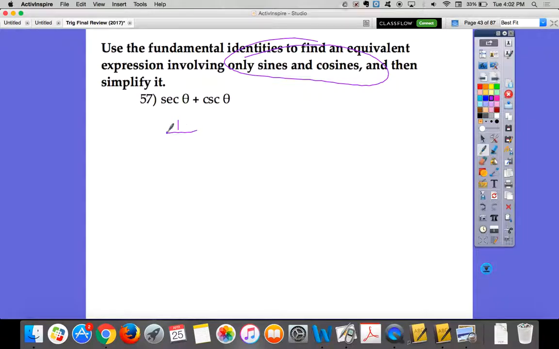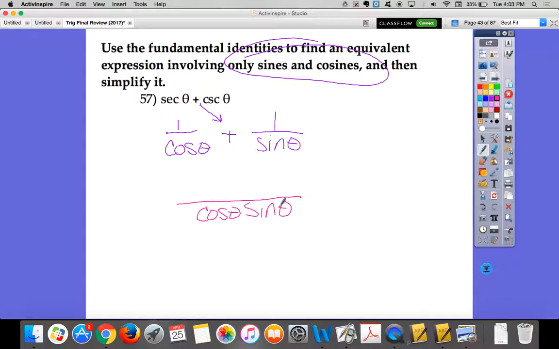Secant is the same thing as 1 over cosine, and cosecant is the same thing as 1 over sine. You can't change the operation. The plus sign has to remain. Now, for you to add fractions from way back when you were in elementary, you've got to have a common denominator. So cosine, sine. Remember, we always structure these as numerator times what's different, and numerator and what's different. Sometimes I call them leftovers.